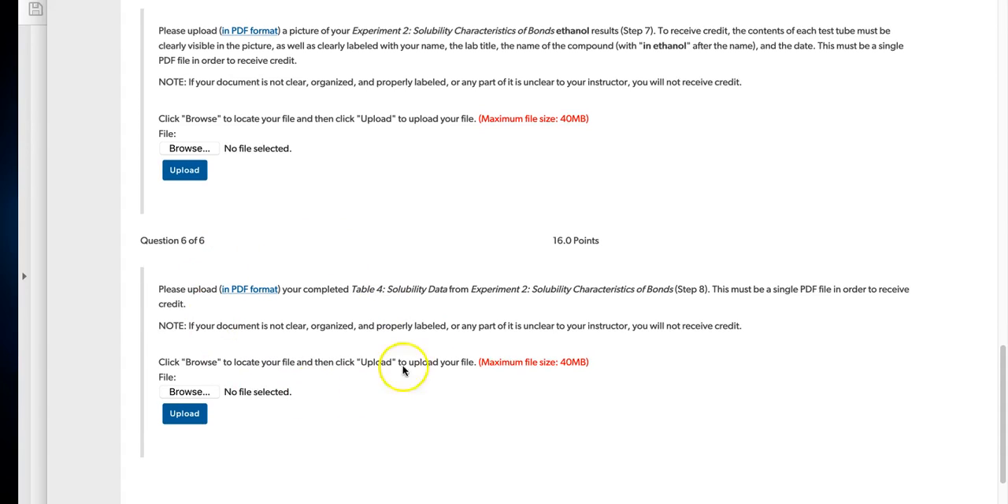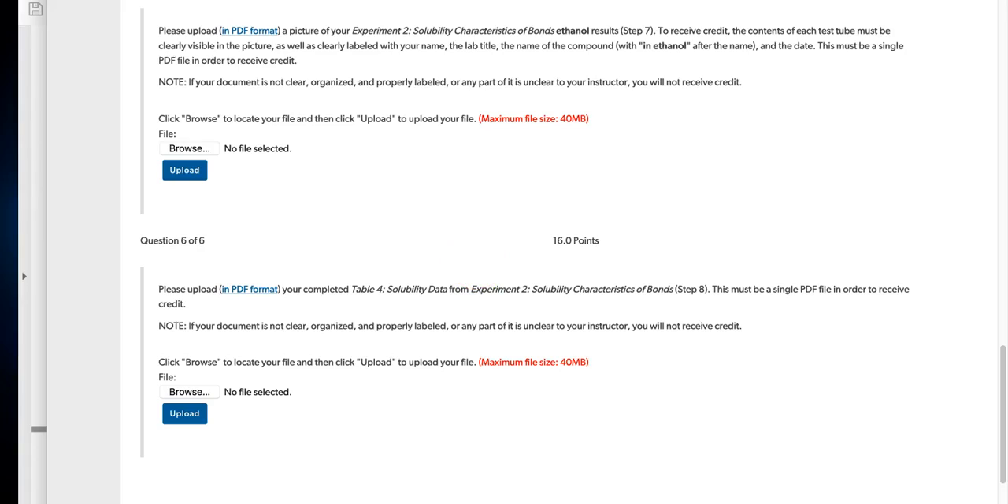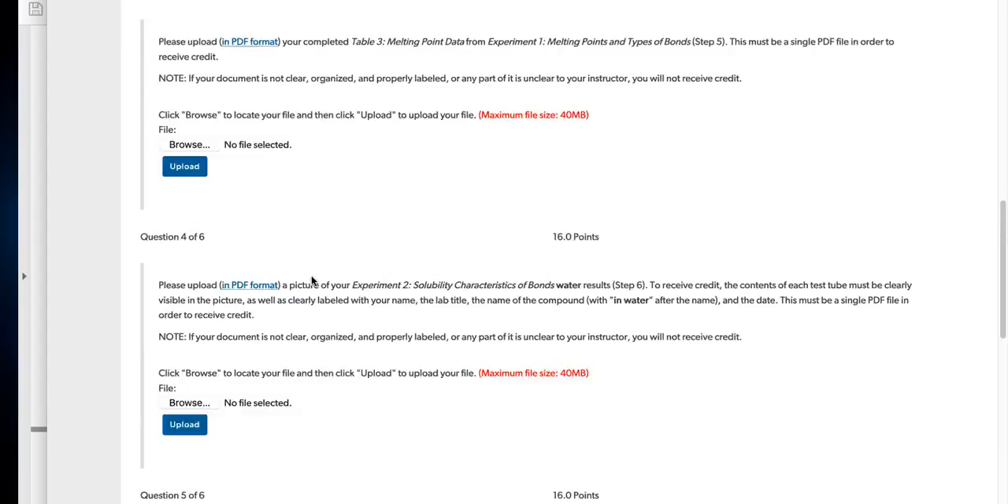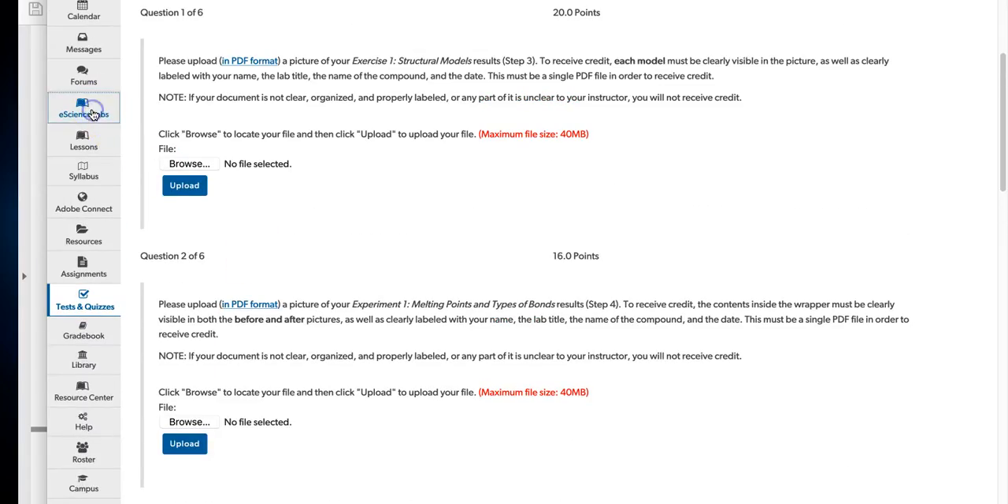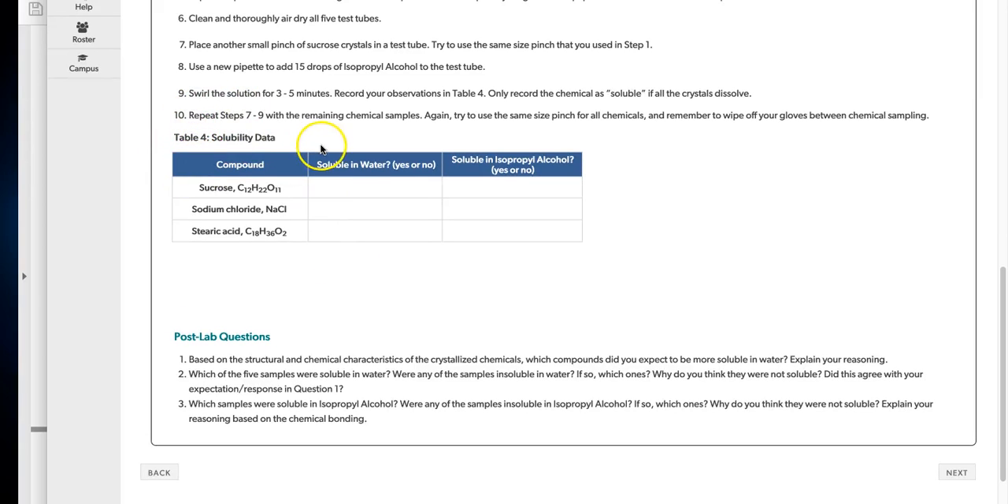And then finally, Table 4, the solubility data. That was, come back here. Oops, I'm on the wrong thing. That was in your eScience lab. Table 4 was right here. Table 4, solubility data. You can hand draw this, you can do a print screen and fill it in, however you want to do it. The 3 compounds, yes or no, they're soluble in water, yes or no in alcohol.